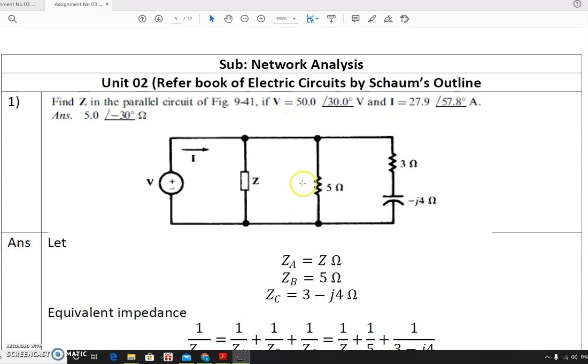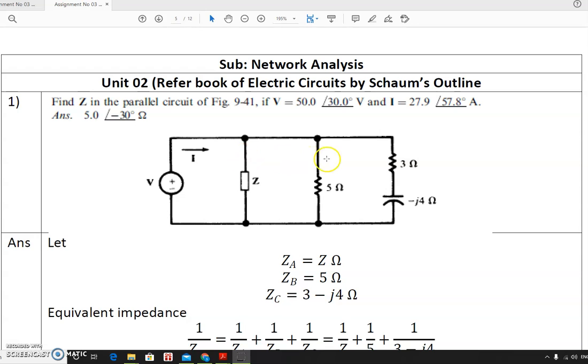In the first problem, it is given that this is one voltage source and the current flowing through that voltage source is given. Voltage is given as 50 at an angle of 30 and the current is given as 27.9 at an angle of 57.8 degree. We have to calculate the value of this impedance such that this current is equal to this value when voltage is equal to 50 at an angle of 30.